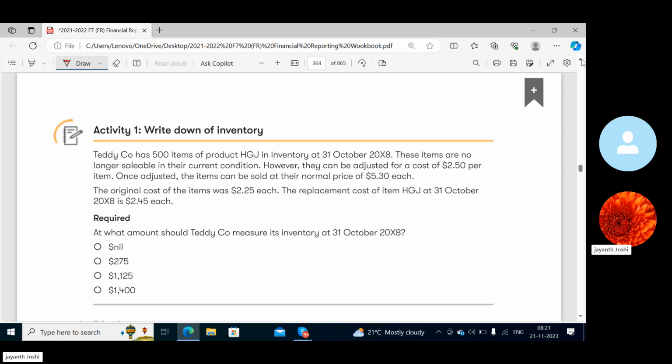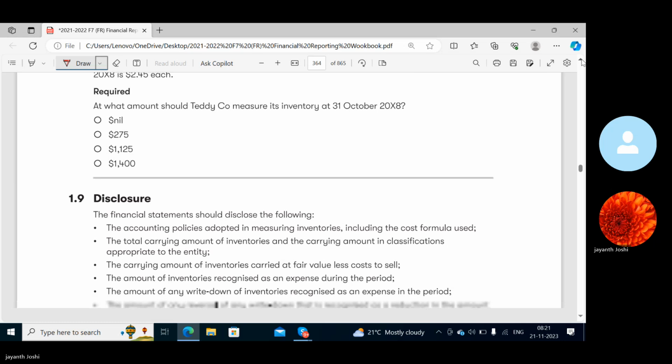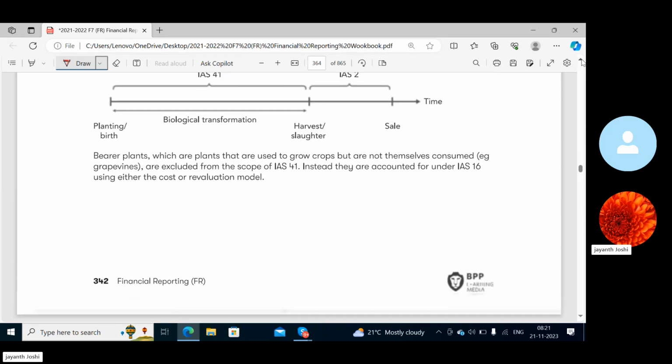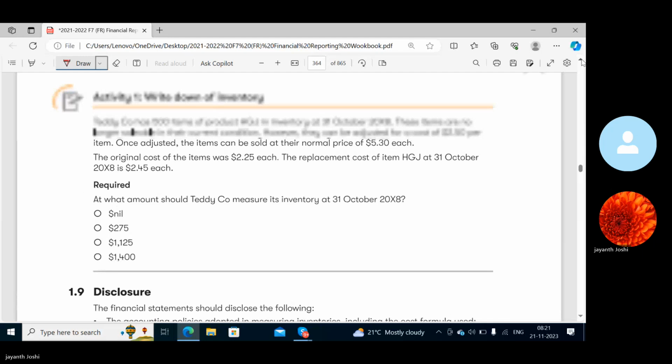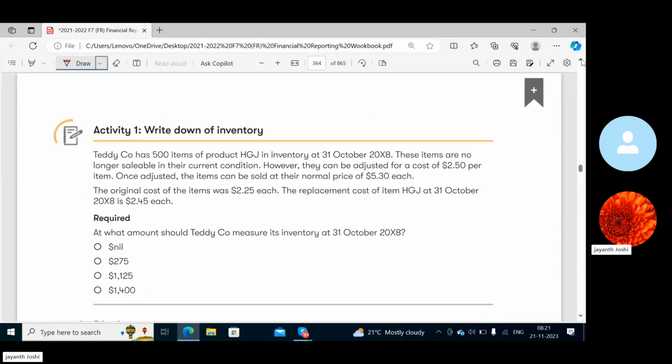Are you solving? The NRV is 2.80. 2.8. It's 1,125. So what did you do here? I took the selling price, sir. 5.3.